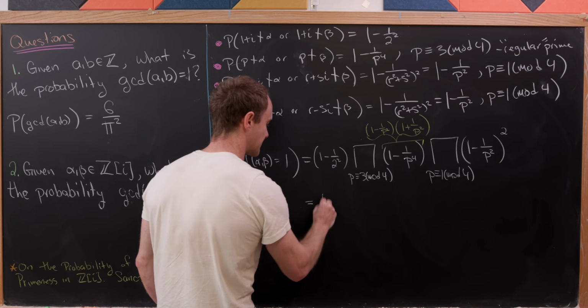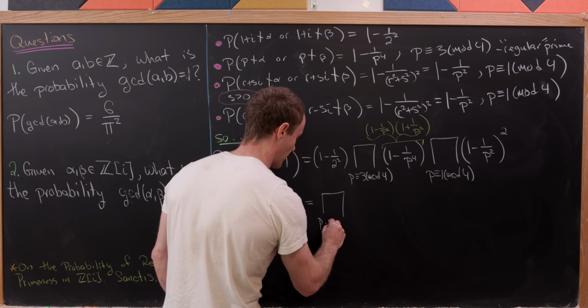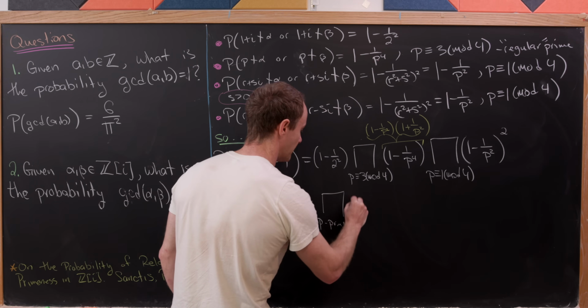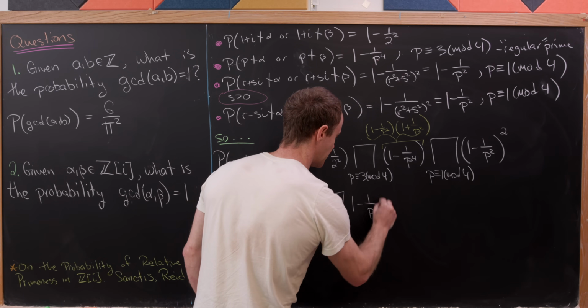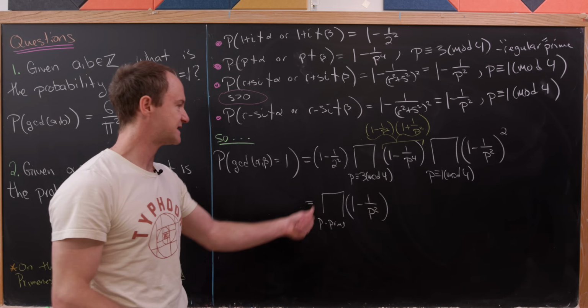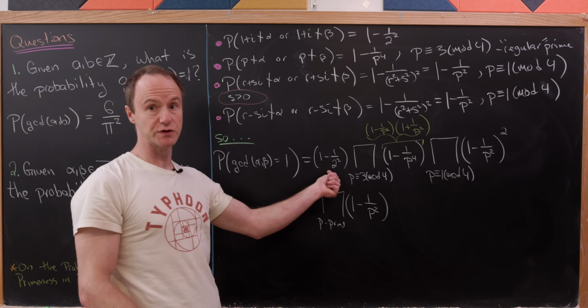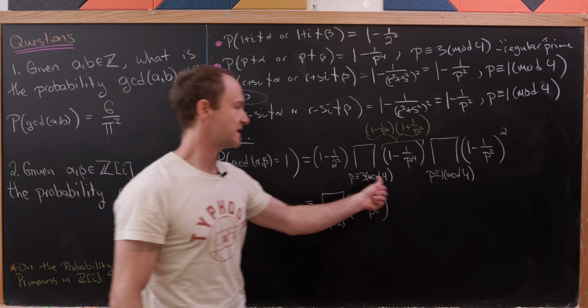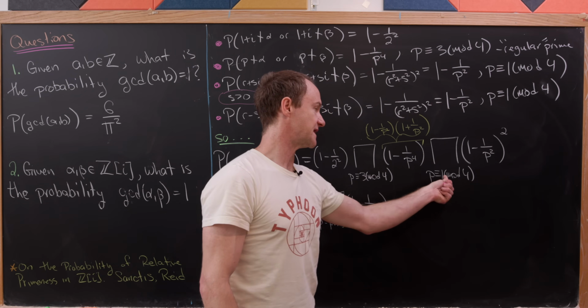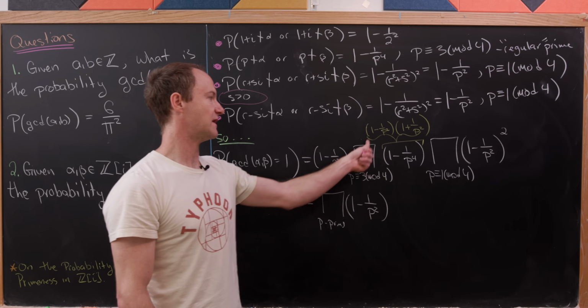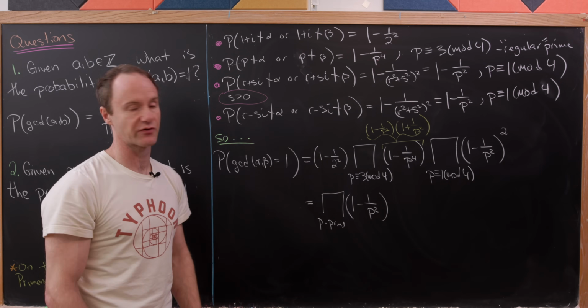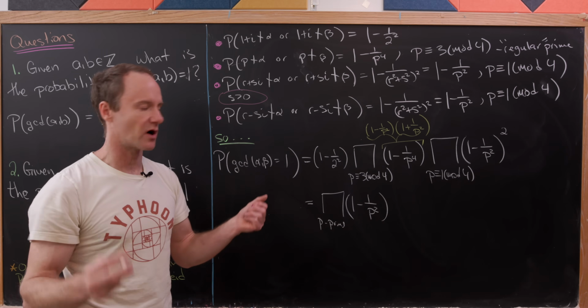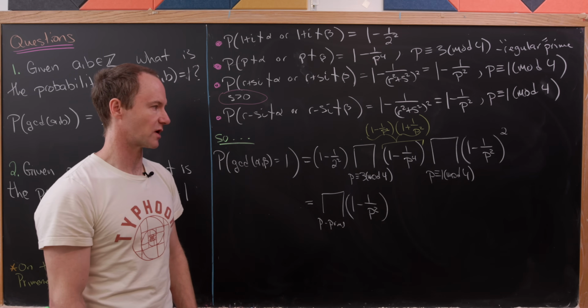We can write this as the product over all primes of 1 minus 1 over p squared. We take the 1 minus 1 over 2 squared that's out front. We take the one of these that's congruent to 1 mod 4, and then this one right here that's congruent to 3 mod 4. Put all of those products together and we get the product over all primes.